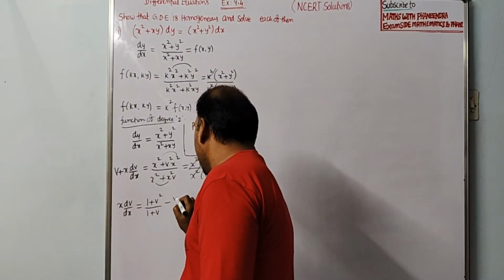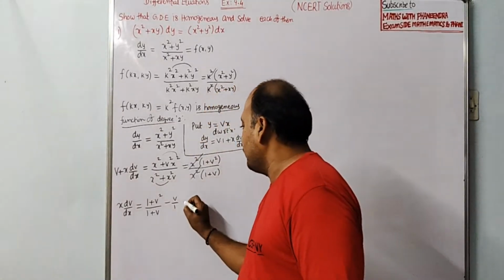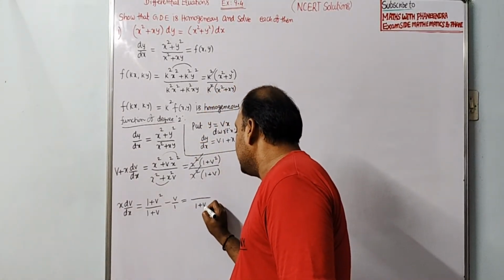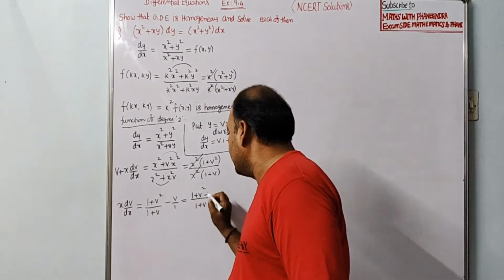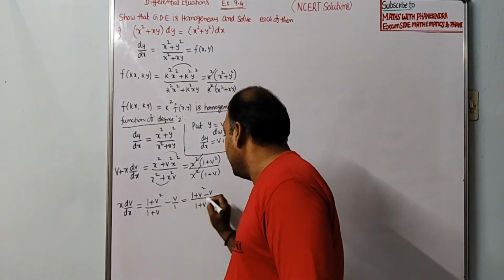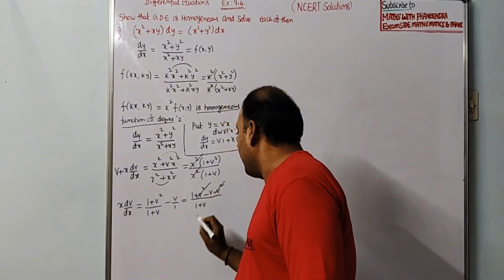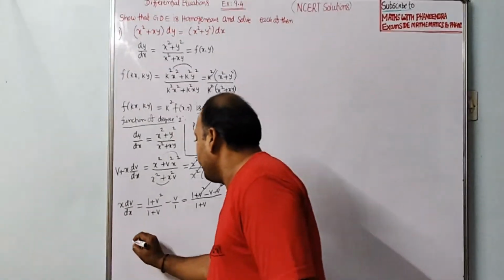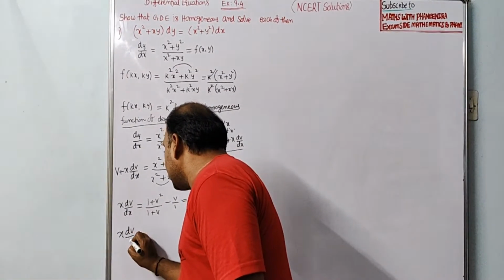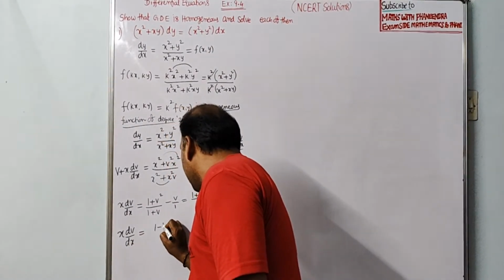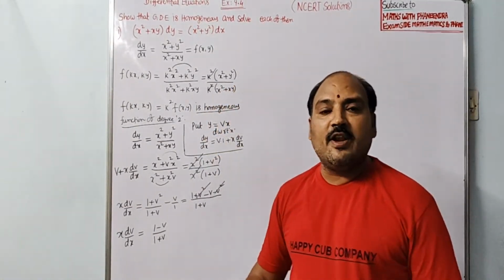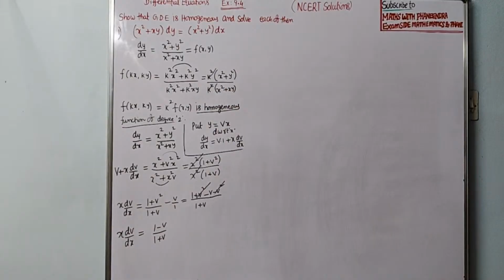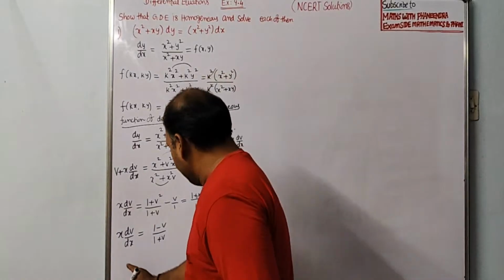Taking the LCM on simplification, 1 plus v is the LCM: 1 plus v square, minus v into 1 plus v, which is minus v minus v square. So plus v square minus v square gets cancelled. Now x into dv by dx is equal to 1 minus v by 1 plus v. Now we are going to separate the variables v and x respectively. One more step is there; you are able to write it here.